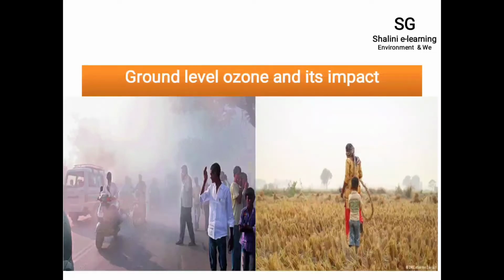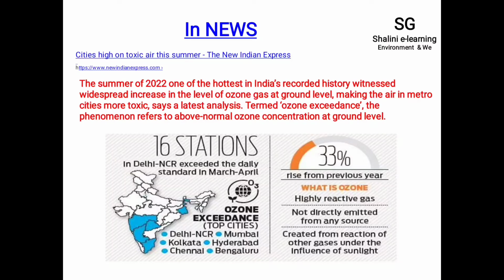In today's video, I will be discussing ground level ozone and its impact. I have selected this topic because recently a news article was published in the Indian Express highlighting the city's high level of toxic air this summer. The summer of 2022 is one of the hottest in India's recorded history, and it witnessed a widespread increase in the level of ozone gas at ground level, making the metro cities more toxic according to the latest analysis. This phenomenon of increased concentration of ozone at the ground level is also termed ozone exceedance.